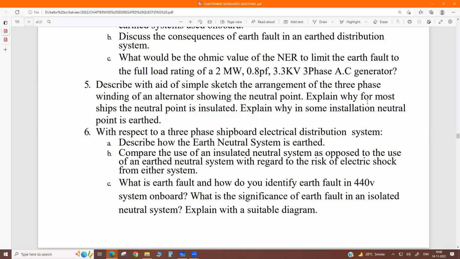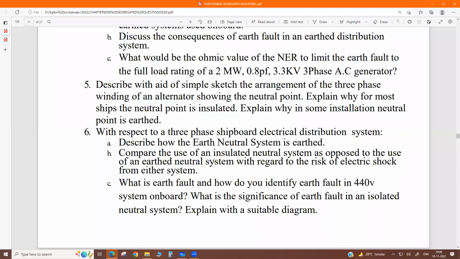Now you have to compare why in most cases the neutral point is isolated, and why in some installations the neutral is earthed. In an LV system, up to 440 volt or 415 volt, the neutral earth on board is kept isolated, but in an HV system, it is grounded through an NER. You have to compare both of these.